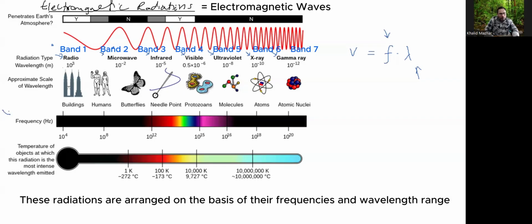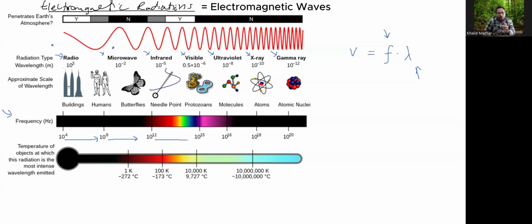Here you can see the frequency ranges. So radio waves have a particular range, and then you can see the microwave has a particular range. You can see the infrared and all of them. They have certain ranges.